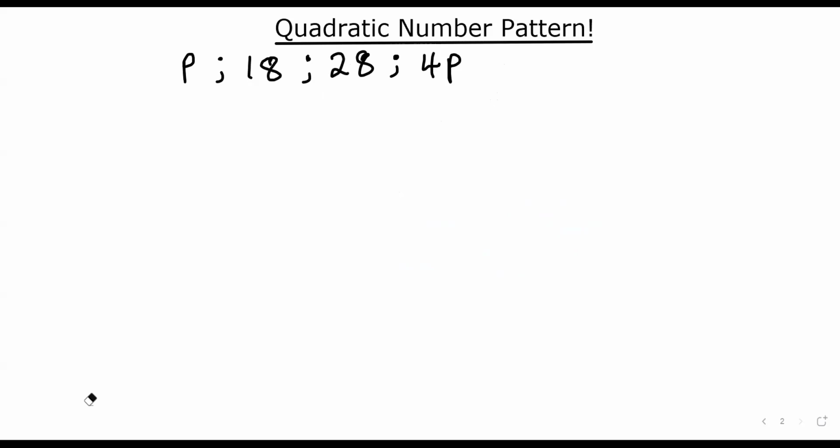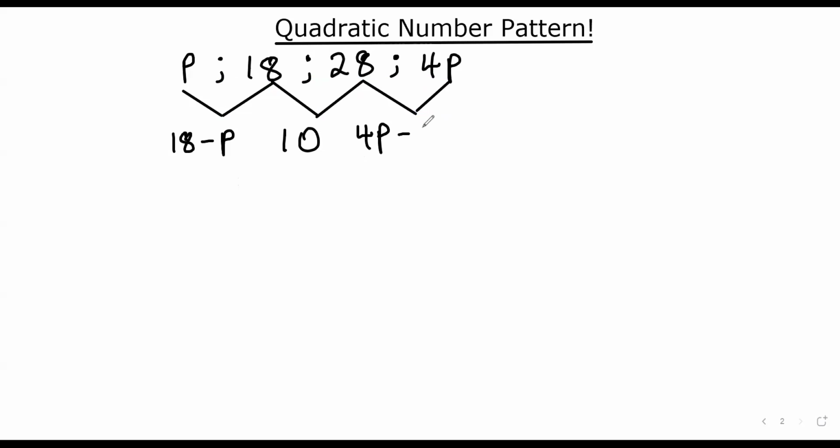And then we need to find the first differences. So we say this one. Then we come back again and say for this. And come back for the last time and say for that, all right? So the first difference is 18 minus p. And 28 minus 18 is 10. And 4p minus 28 is 4p minus 28. We are done with the first differences.